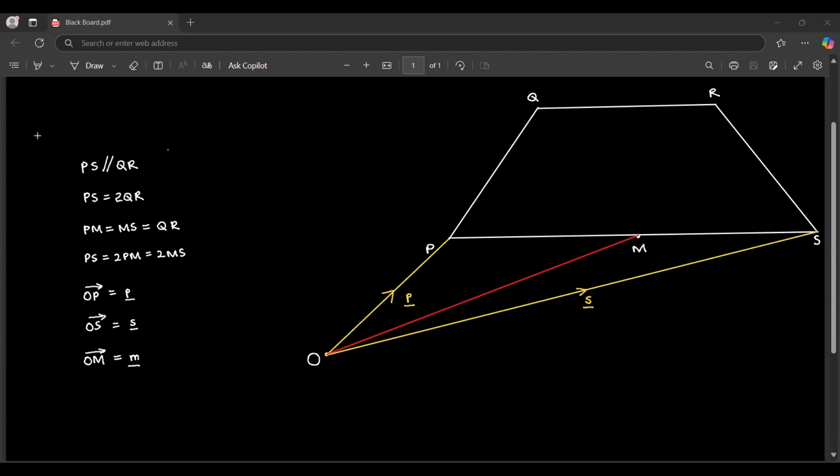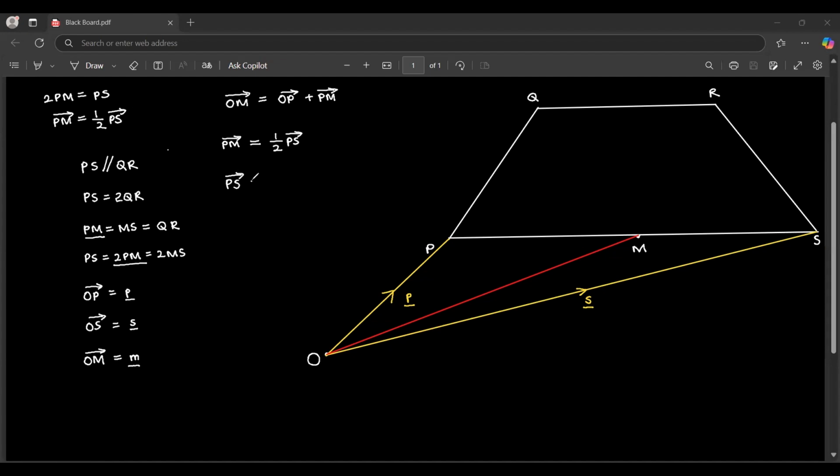Well, OP plus PM equals OM. I know PM equals MS, and that is also equal to half PS. Here I have PM, and 2PM equals PS. So I can say PM equals half PS.